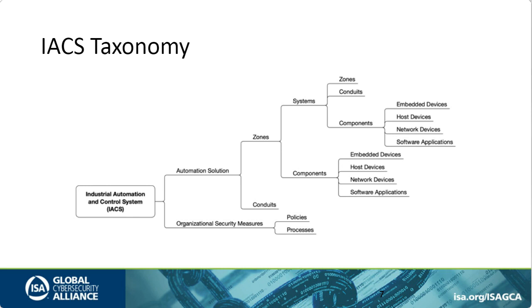The automation solution is partitioned into zones and conduits as part of the risk assessment process described in 62443 Part 3-2. Zones consist of an integrated set of system and component products that have the same set of security requirements. And conduits typically consist of a set of network devices that have the same security requirements.